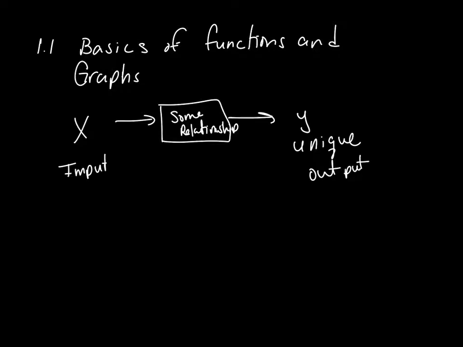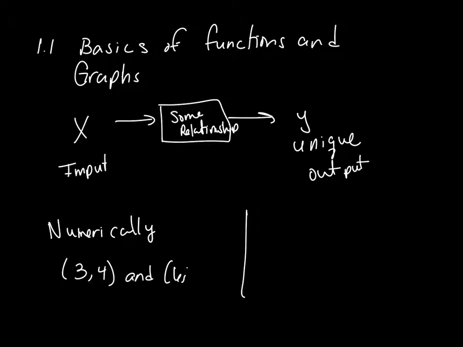Now, there's several ways to write a function. The first one we're going to talk about is how to numerically write a function. So numerically, if you have a point 3, 4 and another point 6, 4, this would be a function because for every x value, there is a unique y value. Now, it's okay that y has appeared twice.